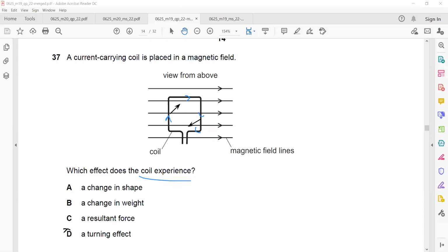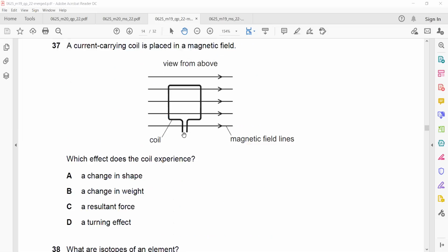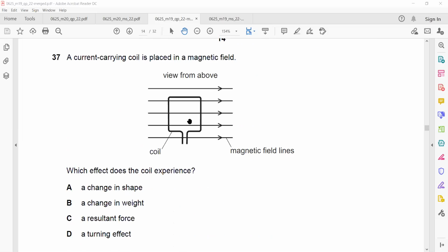So when you have a rectangular wire, it will always rotate, because it creates a moment or a turning effect. It can be clockwise or anti-clockwise according to the direction of the current. Here they did not mention the direction of the current, that's why we cannot say clockwise or anti-clockwise. But the idea is that whenever there's a rectangular wire, it will always rotate in a magnetic field.